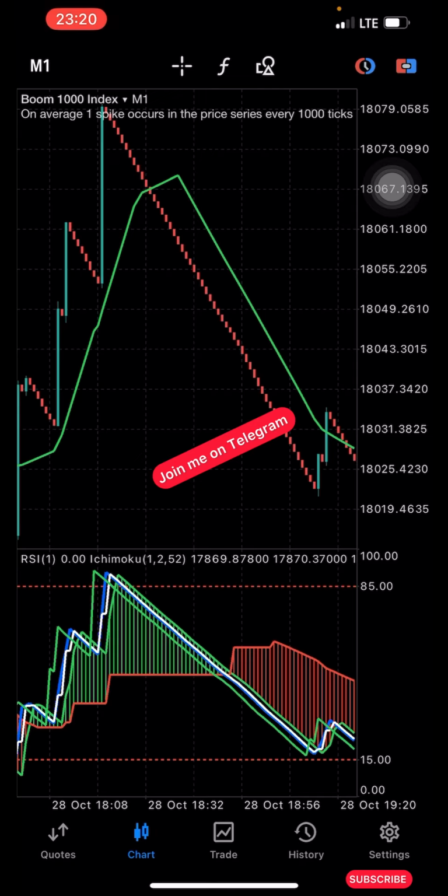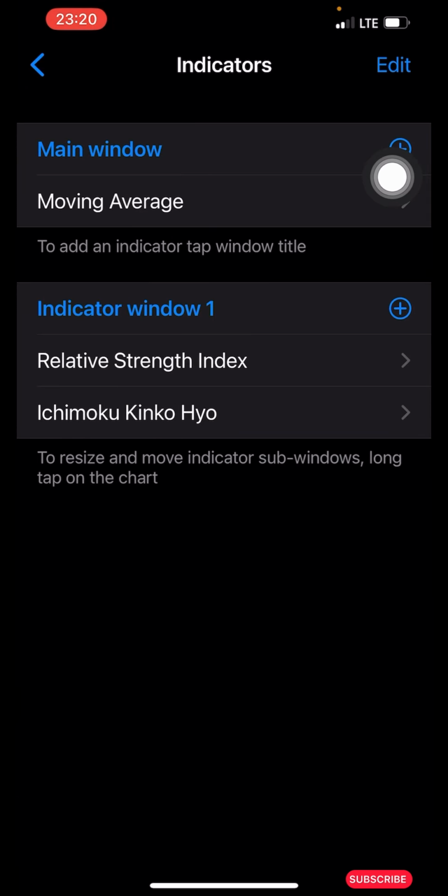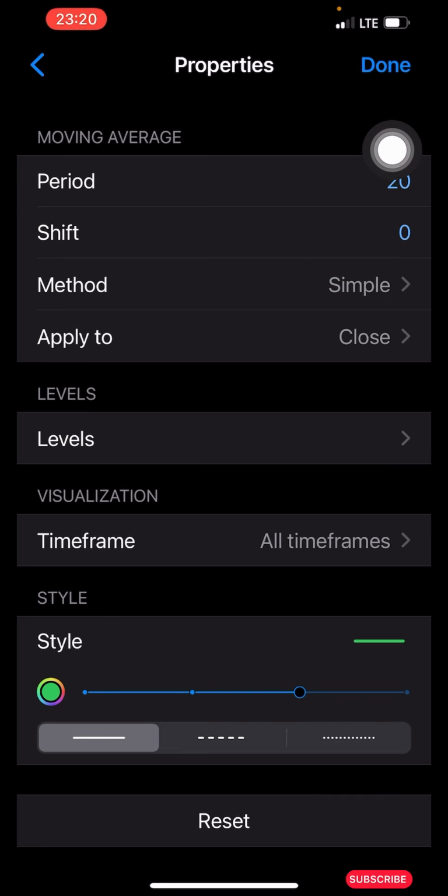Now I'm going to first of all share with you guys the indicator setup. Then after that, I'll be explaining how the strategy works. So first of all, we are going to click on this F icon here. After clicking on that, you're going to search for your first indicator, which is the moving average, as you can see. So you click on the main window plus icon, you search for your moving average.